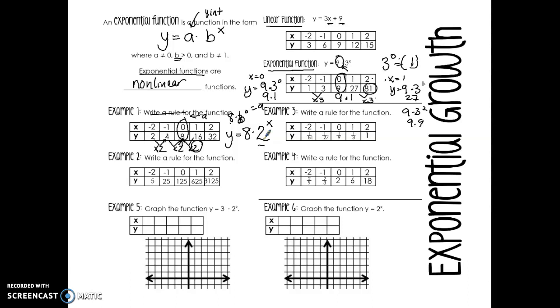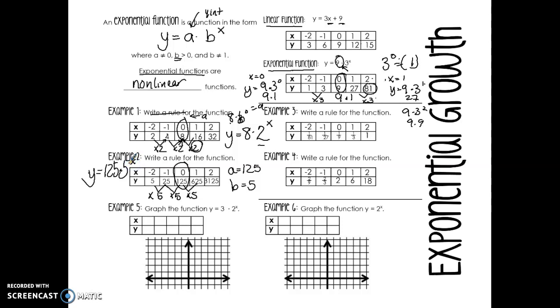Let's look at example 2. The 0 tells you your a. When x equals 0, a here is equal to 125. Now you have to figure out, what am I multiplying by every time? That is going to be your base. And probably just by looking at it, you can see every time I've multiplied that new number by 5, so b is 5. So your exponential equation here is going to be y equals 125 times 5 to the power of x.